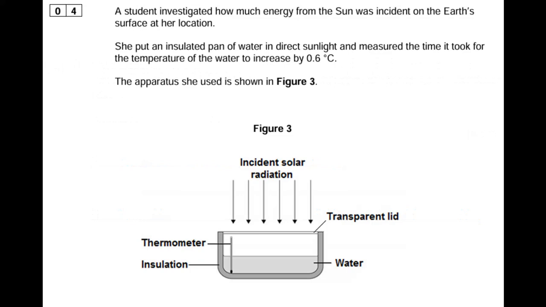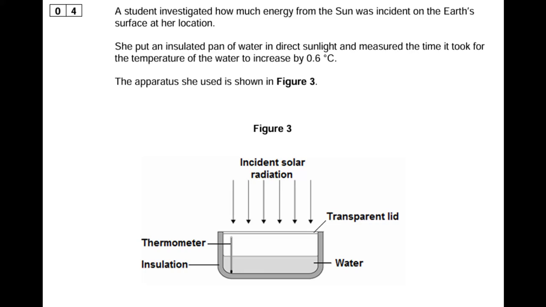Now, moving on to question 4, we have another introductory slide, which is annoying because you constantly have to flip back if there's information on this which you need later on in the question. But it says a student investigated how much energy from the sun was incident on the Earth's surface at her location. She put an insulated pan of water in direct sunlight and measured the time it took for the temperature to increase by 0.6 degrees Celsius.